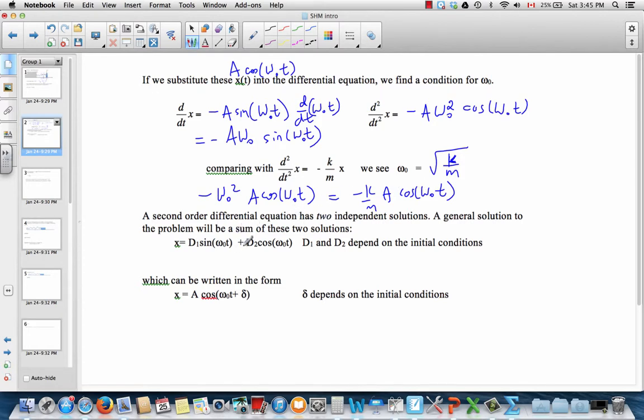Now, cosine omega t is just one solution. You can also show that sine is another solution, and a second order differential equation, which has a second order derivative of x, is going to have two independent solutions. So the general solution is going to involve a sum of both sines and cosines with some unknown amplitudes D1 and D2. That can always be combined together and written in the form A cos of omega t plus delta. The main thing is that there are two parameters. Here the two parameters are D1 and D2; here they're A and delta. So these are two ways of writing the solution to the simple harmonic oscillator.